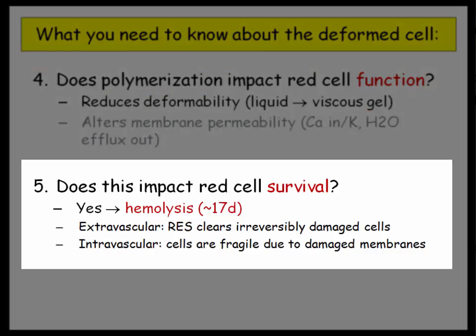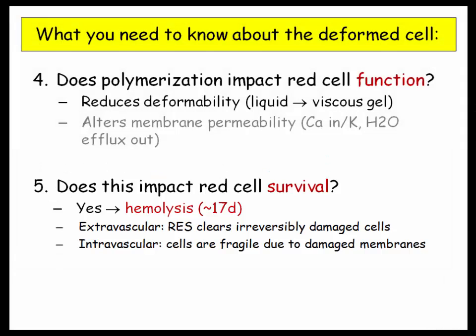As for survival, that is a big deal. The average RBC in a patient with sickle cell disease survives only 17 days. That is 14% of the normal lifespan. That's not so good. If they aren't surviving, what's going on? The answer is both extra and intravascular hemolysis. Extravascular hemolysis is characterized by the reticuloendothelial system, namely the spleen, clearing damaged cells. Intravascular hemolysis refers to cells that simply break down due to membrane damage. Recall that image from a few slides ago of the polymerized hemoglobin and the damaged membrane.